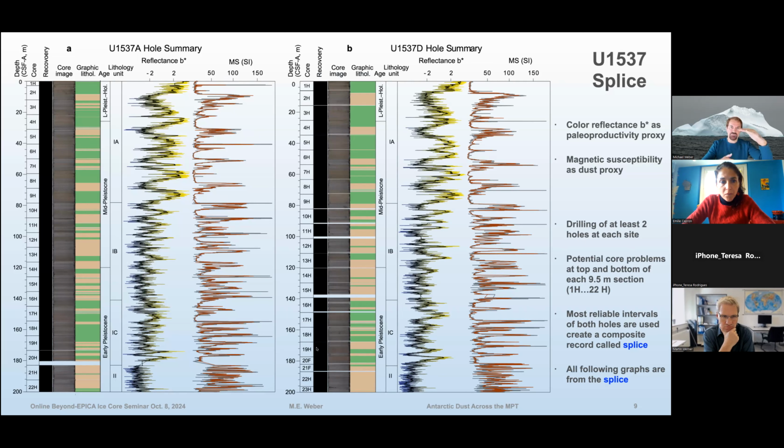And we try to offset this one. And later on, what we do is we take the best bits and pieces from both of these holes and create an idealized, hopefully rather perfect, continuous splice record, okay? So all the graphs I'm going to show from here on out are based on this splice record, which hopefully has a better quality than a single hole record.